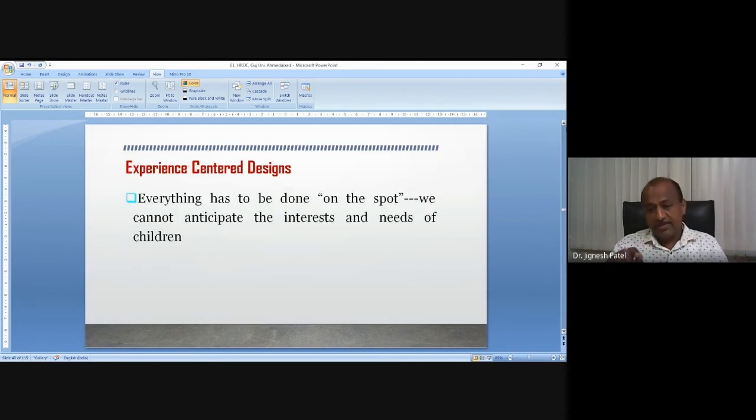Even in experience centered design, everything has to be done on the spot. We cannot anticipate the interest and need of the children. We have to provide them different experiences. As a teacher, we have to give an opportunity, manage, facilitate, and plan such activities that students get experience and construct their knowledge with the help of these experiences.